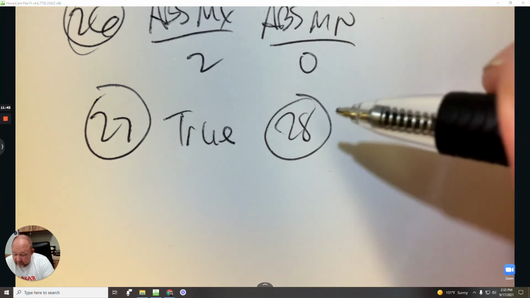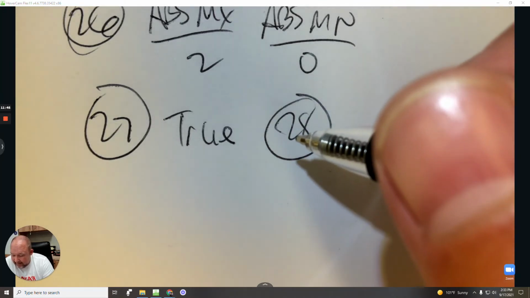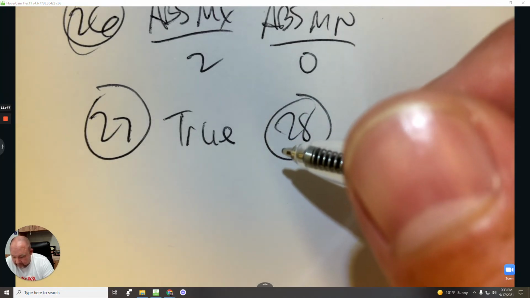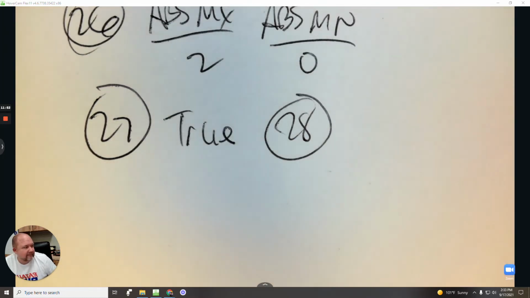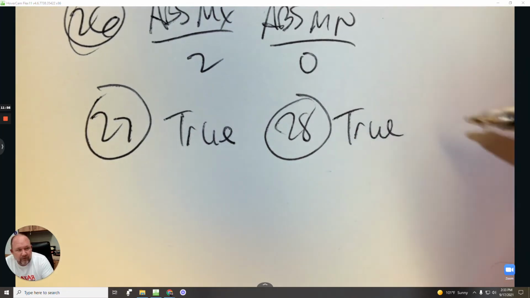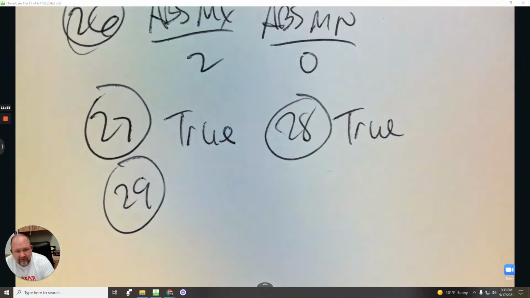Every continuous function has both a maximum and a minimum on a closed interval. If it's continuous, the answer is true. It's when we have holes and asymptotes that things change.